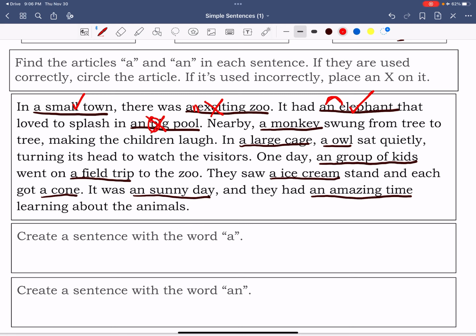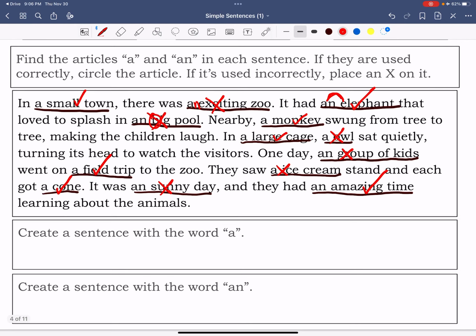A monkey. That's correct. A large cage. That's correct. A owl. That's incorrect. And group. That's incorrect. A ice cream. That's incorrect. A field trip. That's correct. A cone. That's correct. A sunny. That's correct. An amazing. That's correct. So, how did you do?